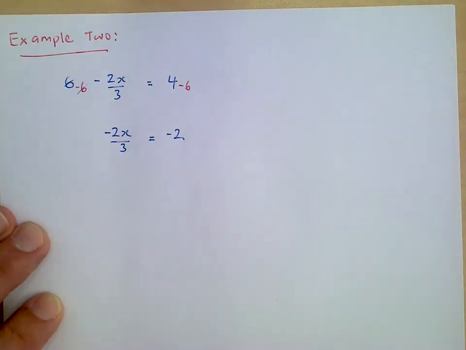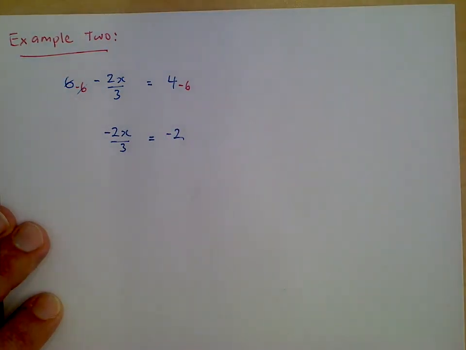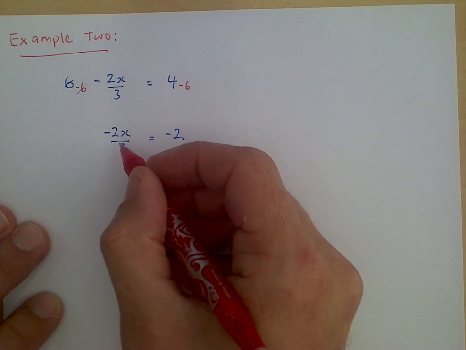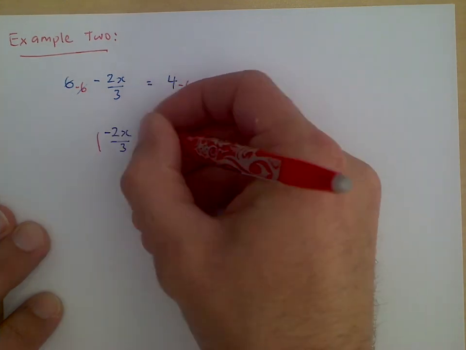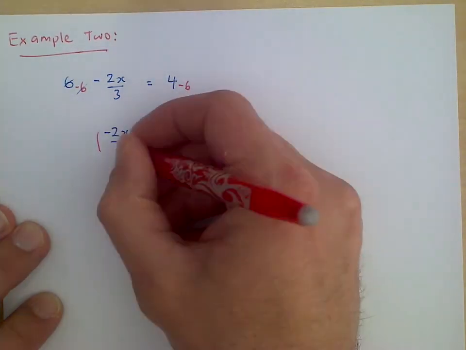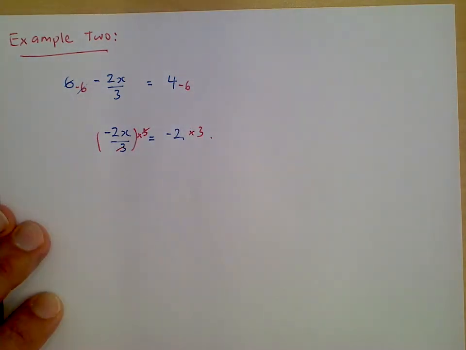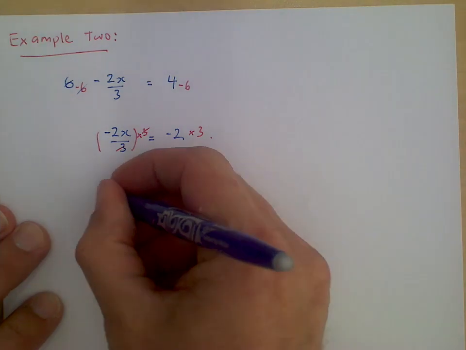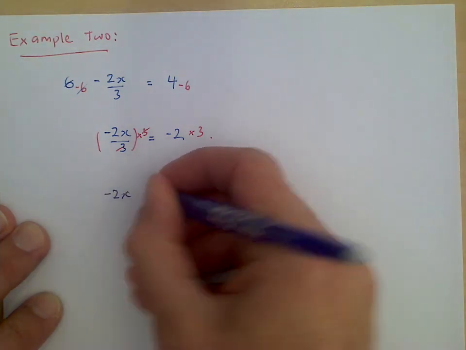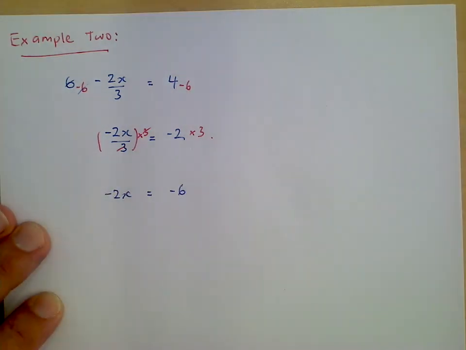Now, the last thing I did on that left-hand side, I'm multiplying x by negative 2, then dividing by 3. So I'm going to now times by 3 to remove the divide by 3. Now I'd balance it by doing it to both sides, and I'm left with -2x = -6. So far pretty good.